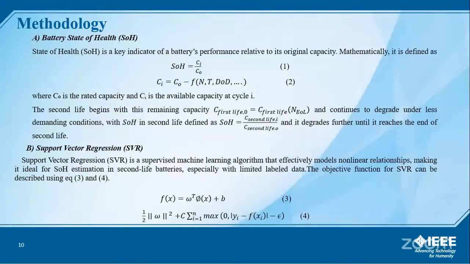The methodology. For battery state of health, we see here the equation we use for the SOH: Ci divided by C0. Ci is the capacity of the cycle, and C0 is the rated capacity. Support vector regression is a supervised learning algorithm that effectively models nonlinear relationships, making it ideal for SOH estimation of batteries.